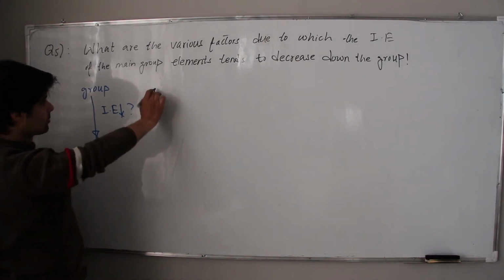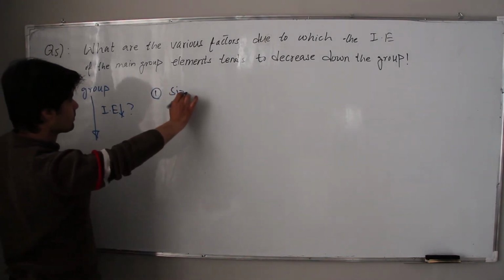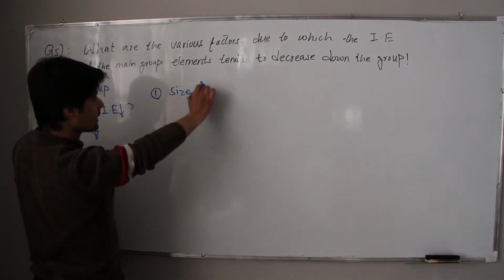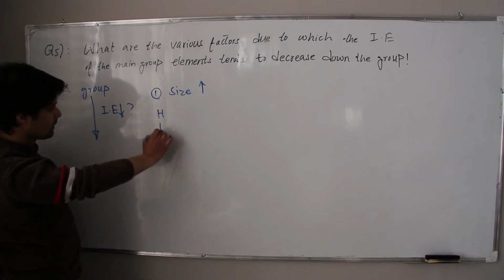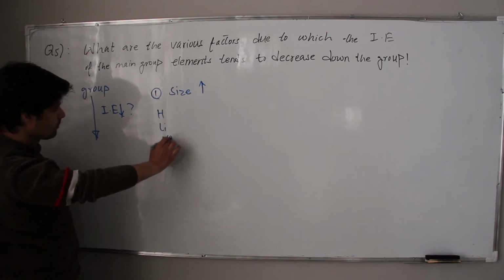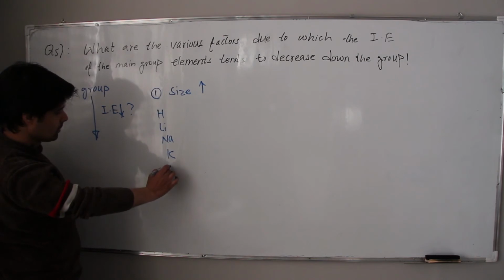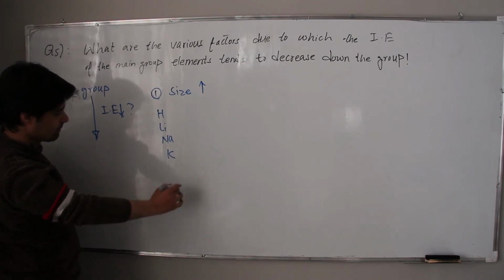There are two factors. First, size. Whenever size is increasing, what does it mean? It means hydrogen, we have lithium, we have sodium, potassium, also rubidium, cesium, francium.